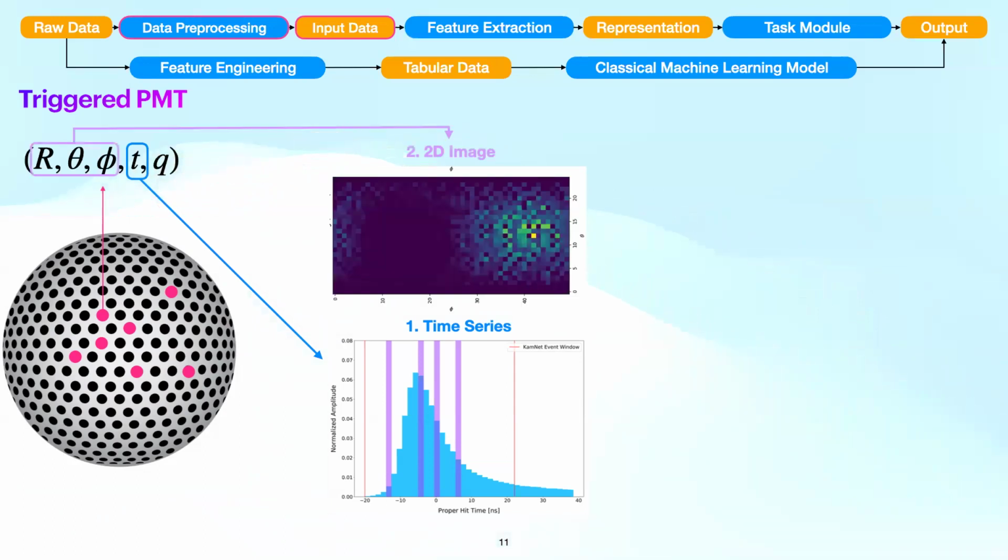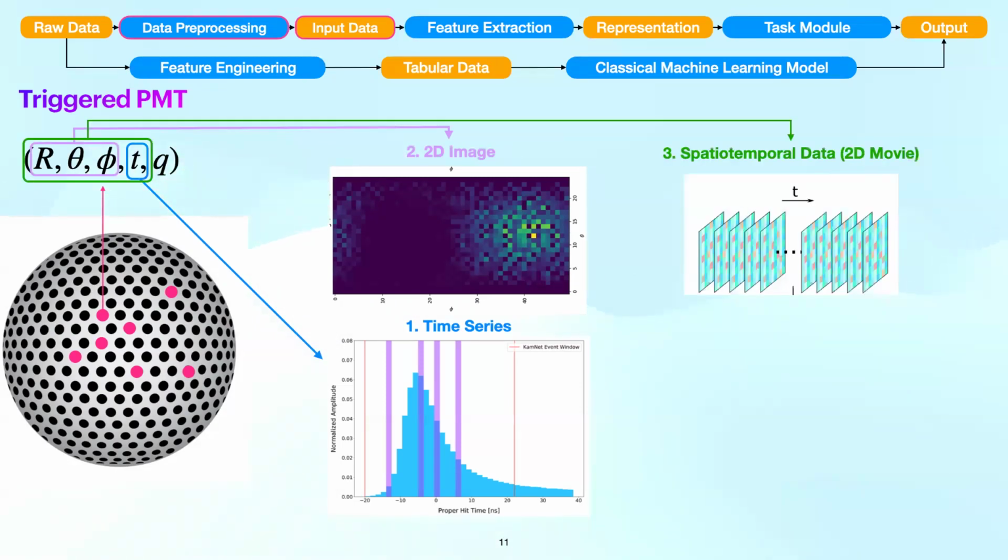The other option is that I say, I don't care about the time, I only care about the position of my PMTs. In that case, I can open up my sphere in the theta phi coordinates, and I can plot it into a 2D image, as you can see here. This image is opened up in the theta and phi direction. You can see each cell has one or more triggered PMTs, and it produces this kind of pattern.